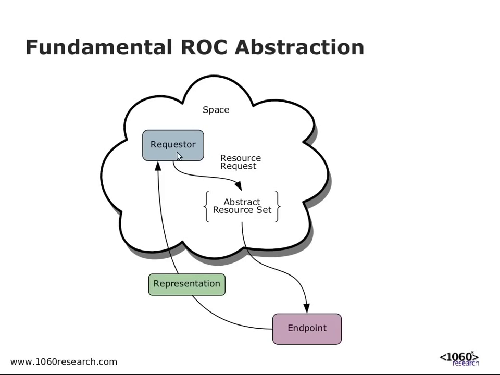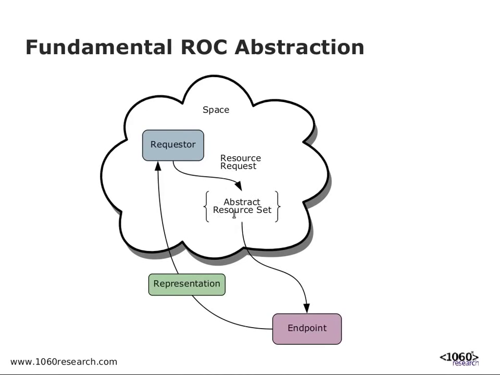This diagram shows the broad principles of resource-oriented architecture. It consists of a requester, a software function, which resides in an address space. The requester at some point decides it needs some information. It requires a resource value. It issues a request for that resource into the address space.